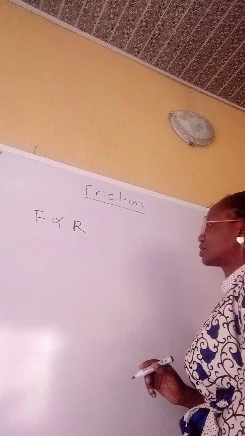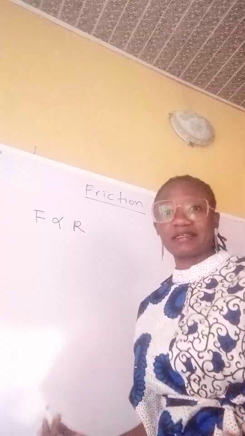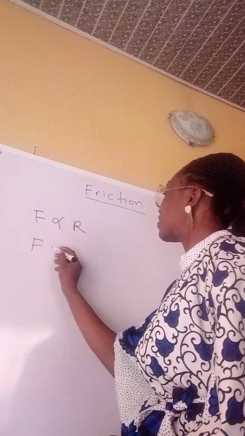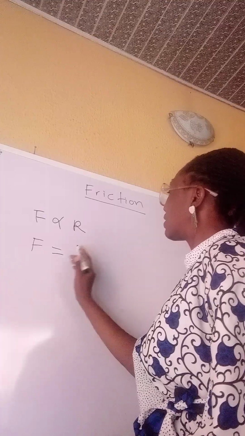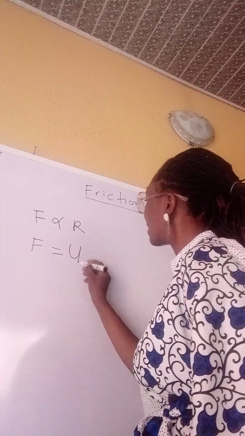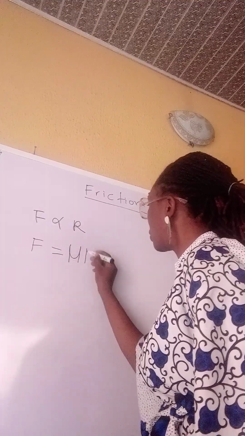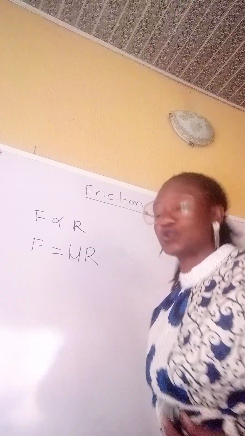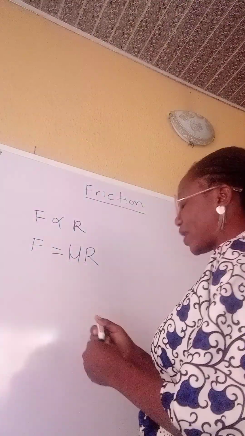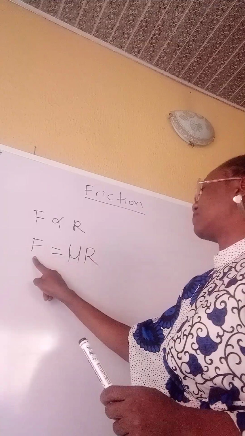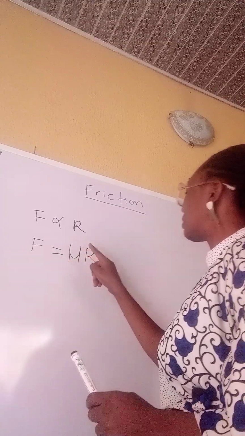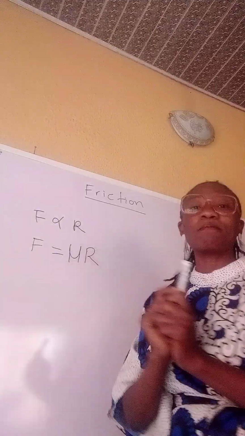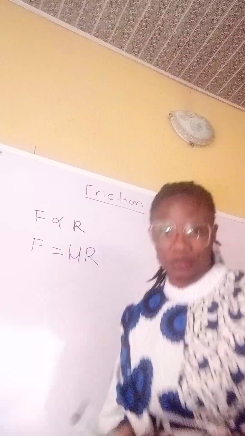Friction is directly proportional to normal reaction. Now, you know in mathematics that if we remove the sign of proportionality, we introduce a constant. So we are introducing a constant mu. Now we have this law: F = μR, where F is the friction, μ is the coefficient of friction, and R is the normal reaction.